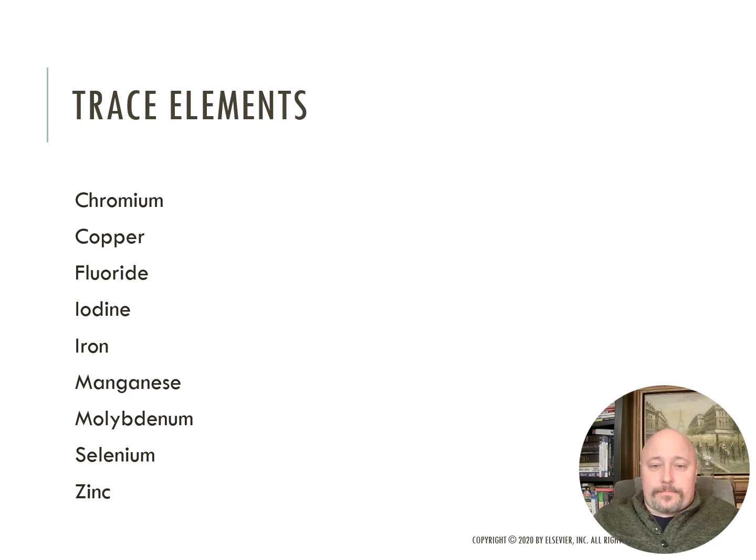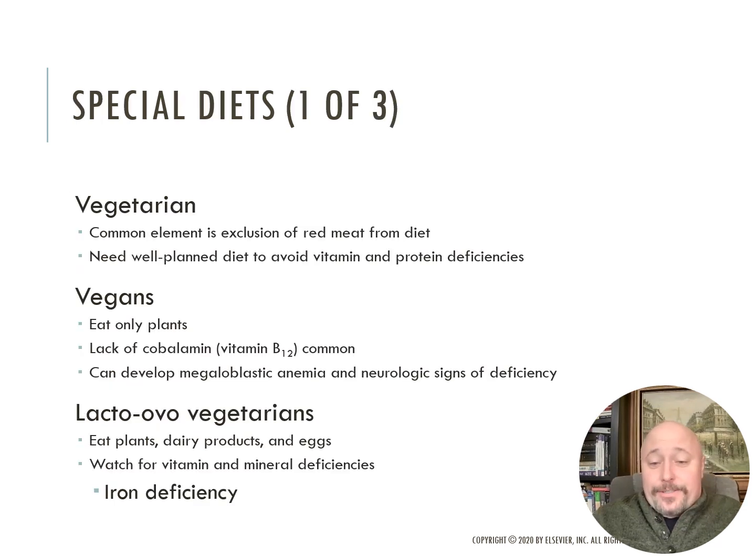Among the special diets you're sure to encounter out on the nursing floor would be vegetarians, whose common element is exclusion of red meat from the diet, and they need a well-planned diet to avoid vitamin and protein deficiencies, particularly B vitamins and iron. Vegans, on the other hand, eat only plants, and lack the cobalamin, vitamin B12, that's common within a meat-based diet, and can develop megaloblastic anemia along with neurologic signs of deficiency.